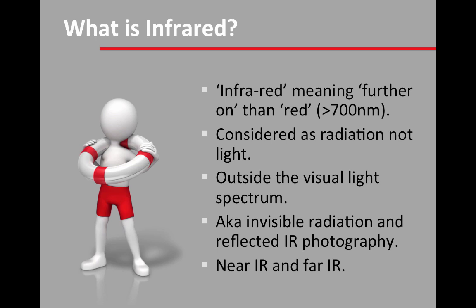There are two categories of infrared: near infrared and far infrared, and infrared occupies a much larger, more expansive area within the electromagnetic spectrum than actual visual light. Visual light's very tiny. Because infrared is outside our visual spectrum, it's mostly referred to as invisible radiation, or we just call it IR or just infrared.